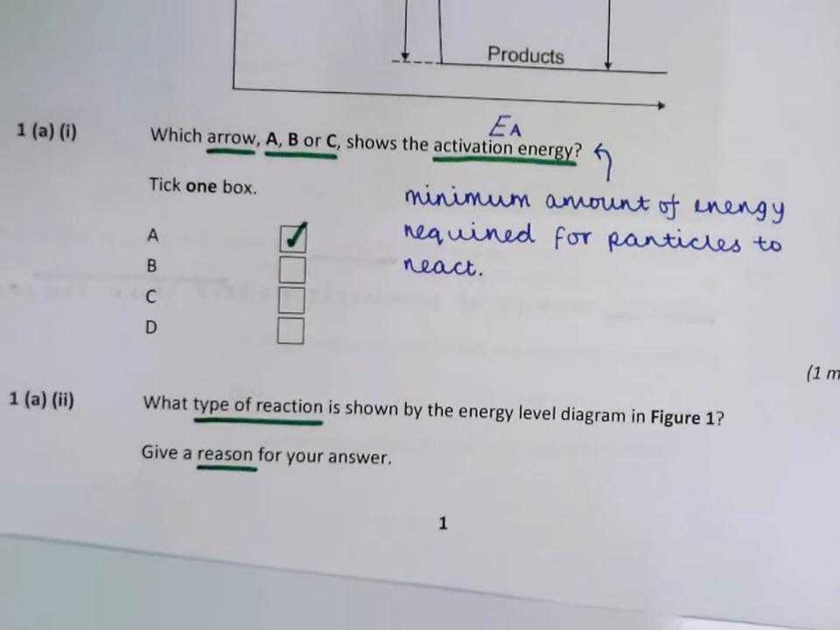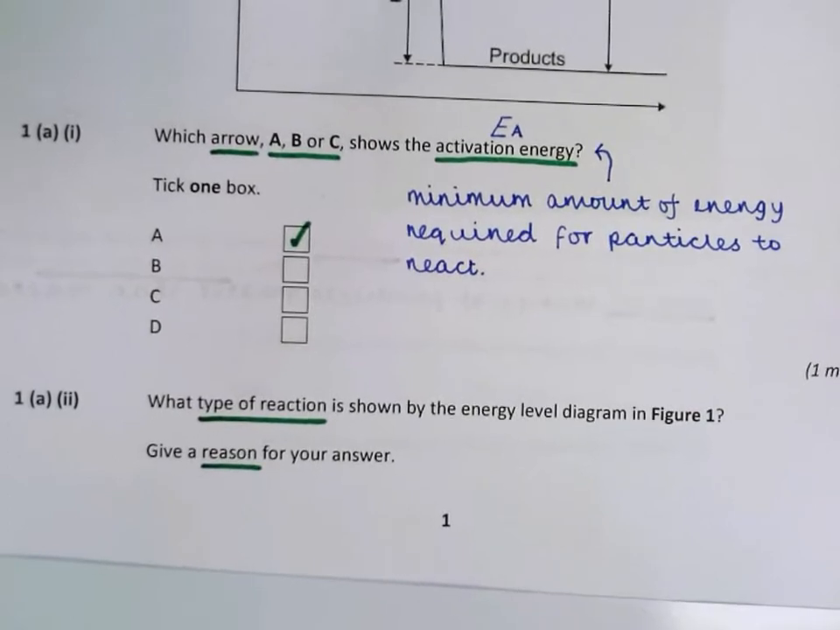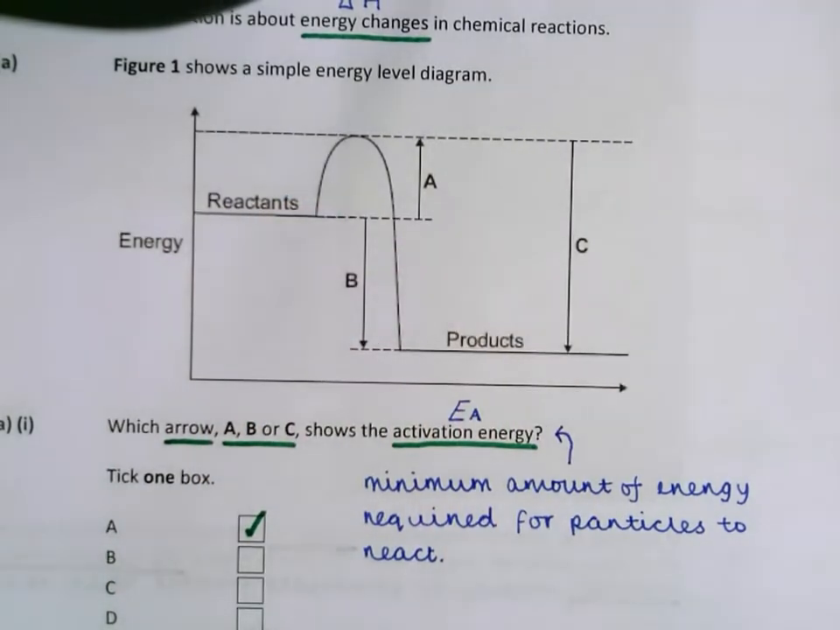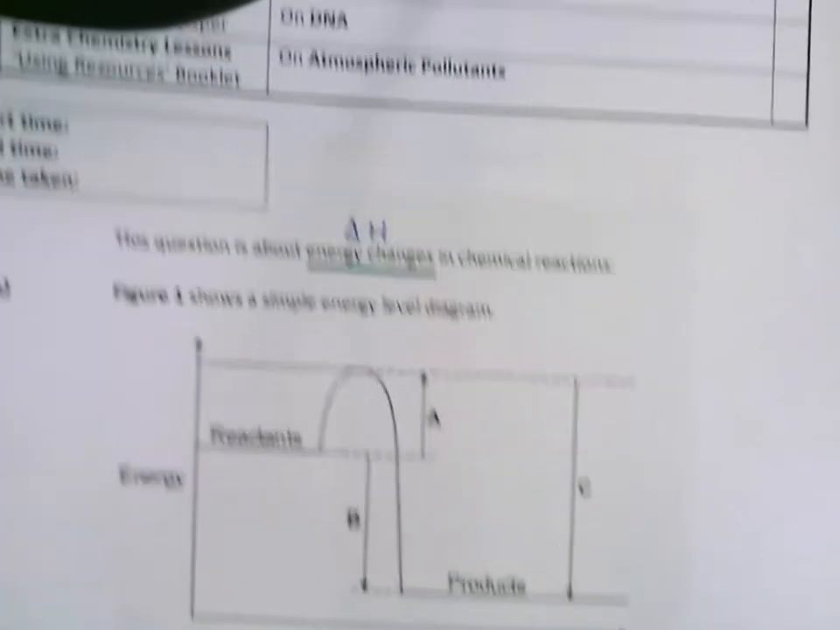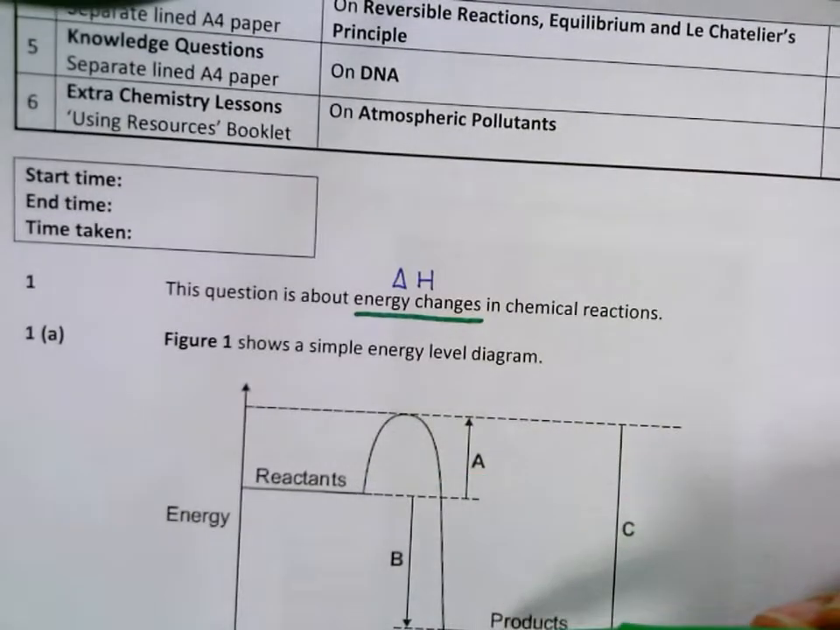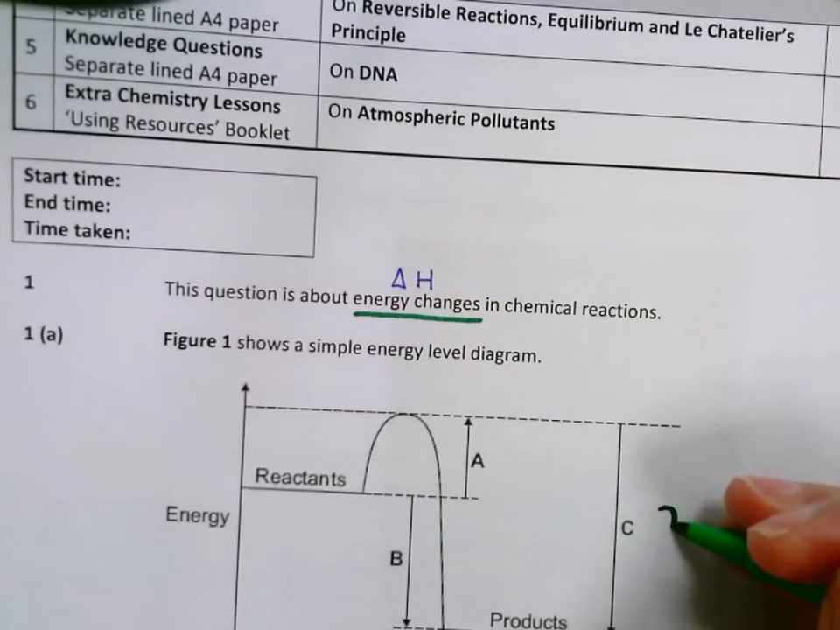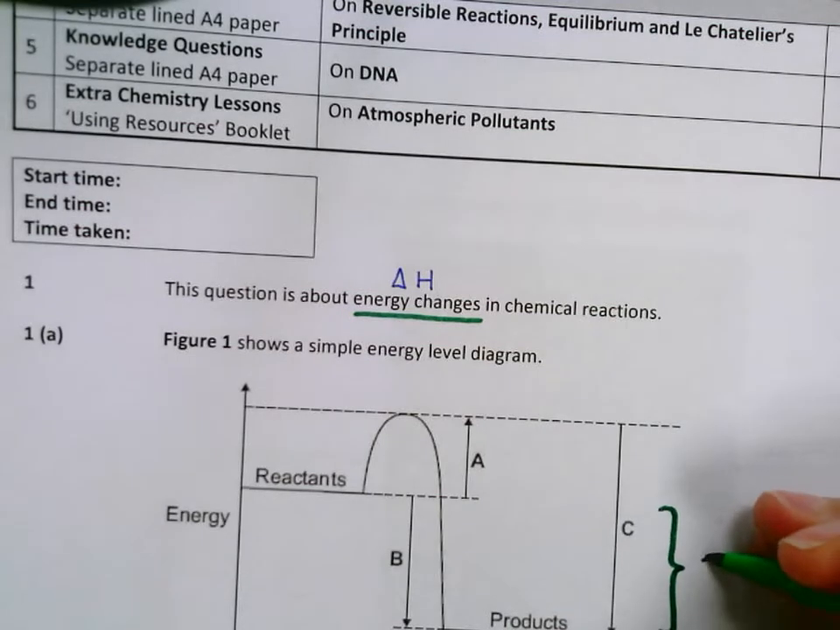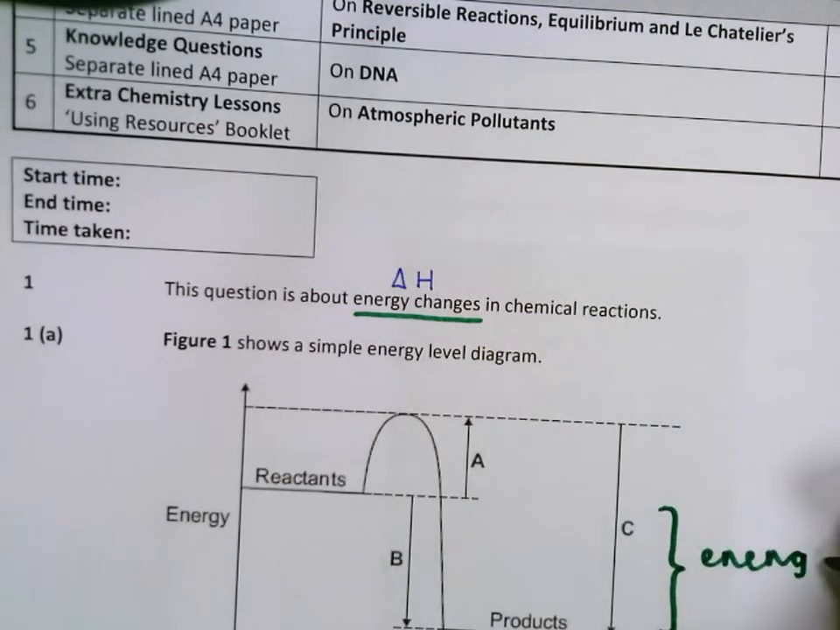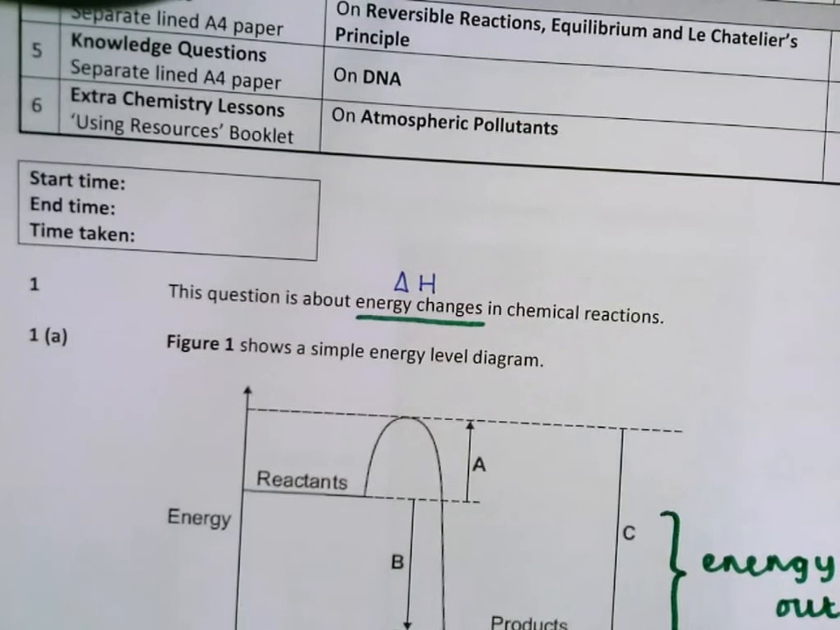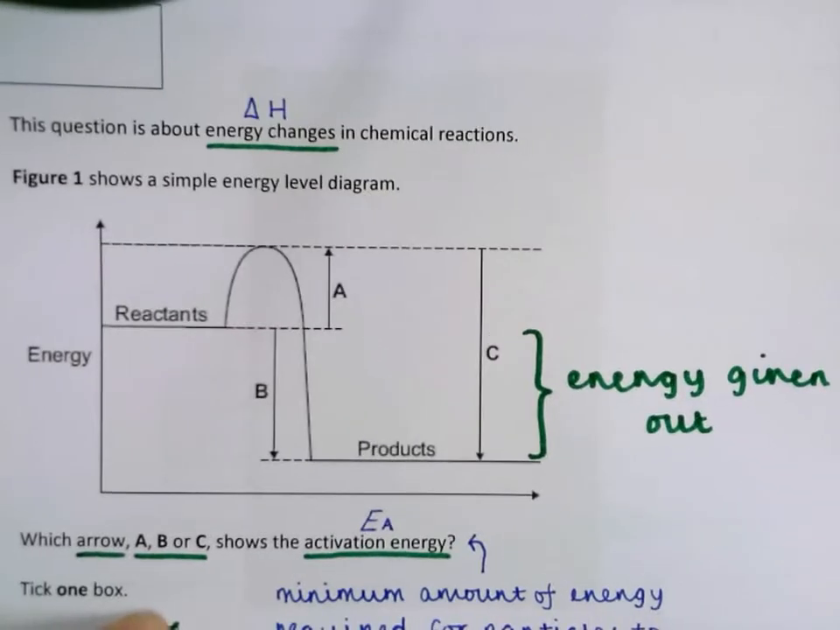What type of reaction is shown by the energy level diagram in figure 1? So, reactants have more energy than products, which means that it is exothermic. And if you have a look here, reactants have more energy than products, so all of this energy has gone to the surroundings. So energy given out. And we know that when energy is given out, that is an example of an exothermic reaction.